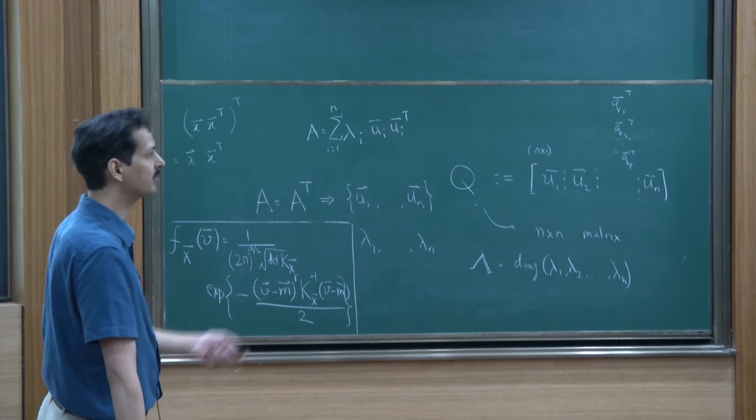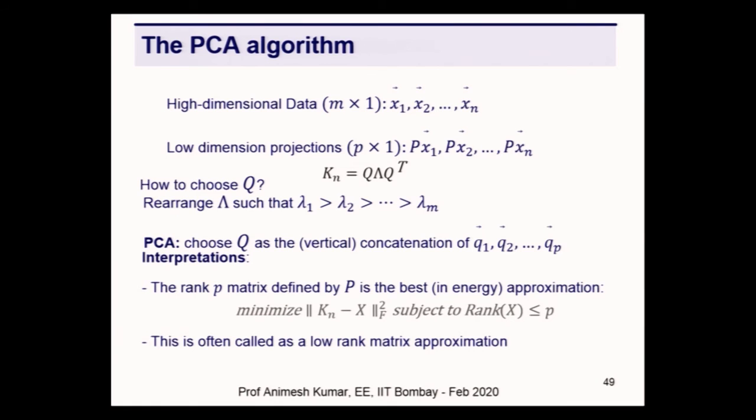Principal components can also be understood as the best in energy approximation, and that's as follows. Kn is the covariance that you want to capture. You want to capture it by some other covariance matrix X. So you start looking at the mean squared error between Kn and X. That's called the Frobenius norm. That's what this F is for. So you're choosing a symmetric matrix X which captures Kn best in the Frobenius norm sense, but you have a rank constraint on X. You don't want the rank of X to exceed P, which corresponds to the dimension that you have selected.